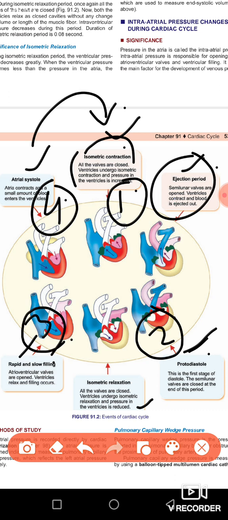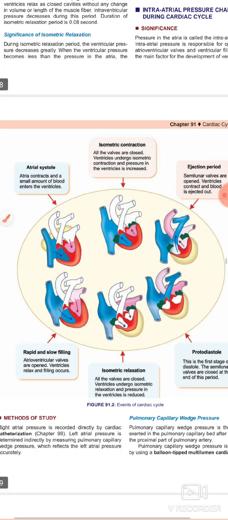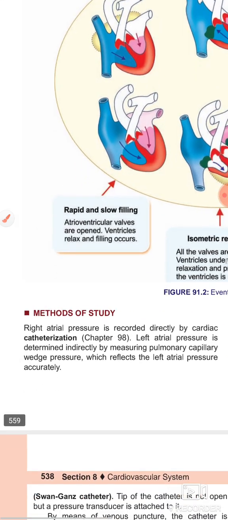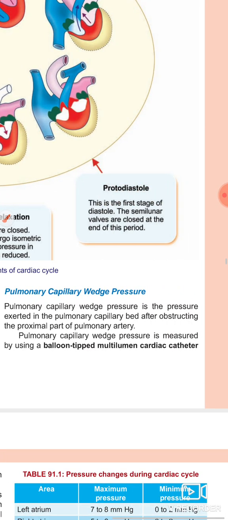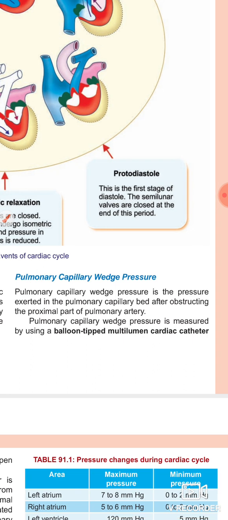In the rapid filling phase 70% of the blood is transferred, in the slow filling phase another 20% is transferred, and in the arterial systole 10% of the blood enters. So this is the change in the arterial pressure. As for the method of study, right arterial pressure is recorded directly by arterial catheterization. Left arterial pressure is determined by measuring the pulmonary capillary wedge pressure.